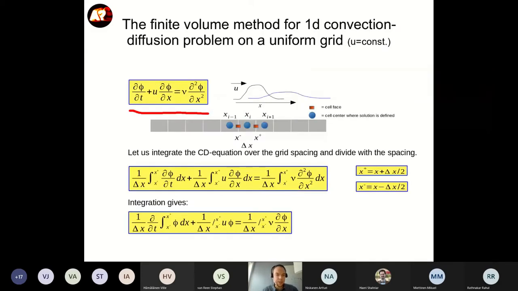So we are integrating. You see that we have this integrand appearing 3 times. So we are just integrating this equation over a small interval, like locally. And over here, this is the definition of these endpoints. We integrate from x minus to x plus.